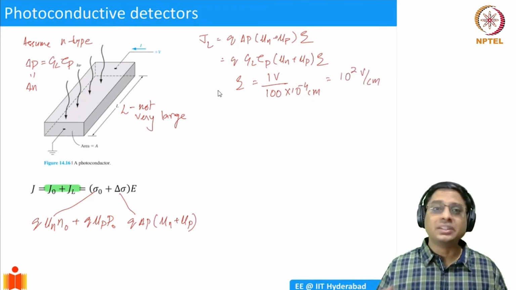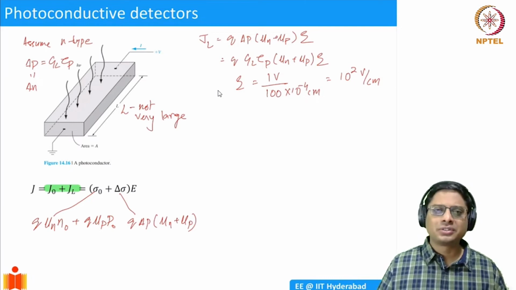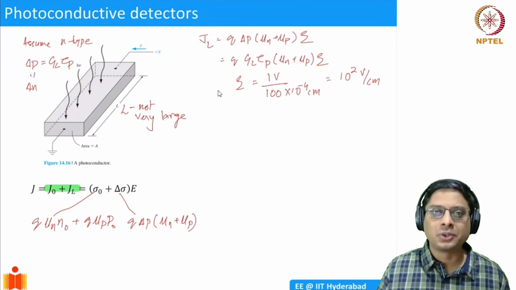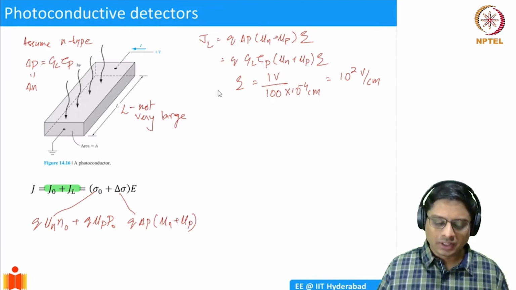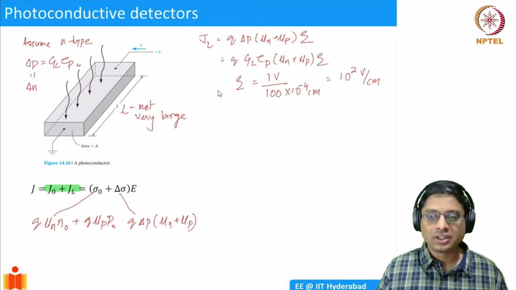We have already seen when studying drift current that 10 power 2 is not really a large amount of electric field. We saw that in PN junctions, the field is about 10 power 4 volts per centimeter. So this is not a large field. If you want to increase the field strength, you have to reduce the size of the detector, maybe choose 10 microns or even 1 micron. So that is one aspect of it.